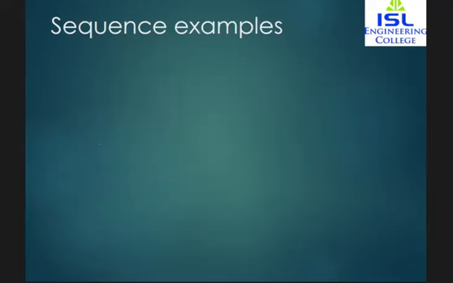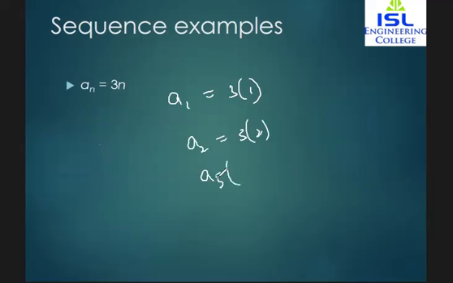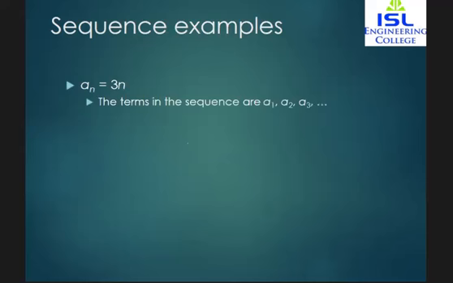Now let's see an example of a sequence. An is equal to 3n. So whenever we are writing an is equal to 3n, a1 will be equal to 3 into 1, a2 will be equal to 3 into 2, a3 will be equal to 3 into 3. So the sequence is basically multiples of the value 3: 3, 6, 9, then a4 will be equal to 12 and so on. These are the numbers in the sequence.